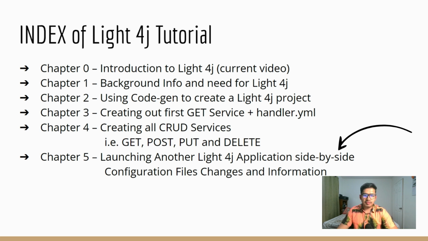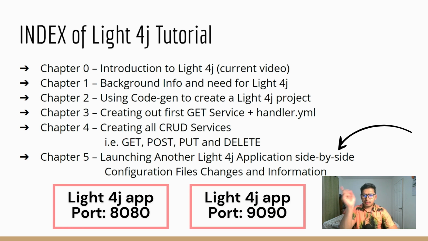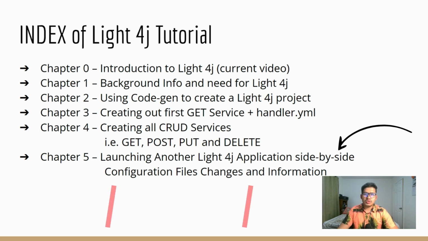And finally, in chapter 5, we will launch another Light4j application. That means one Light4j application will be running on port 8080 and another one on port 9090, and we'll find a way for them to communicate in between. In doing so, we will also learn about the various configurations that have to be changed in the configuration files for it to be possible to be launched into different ports and to communicate with each other.